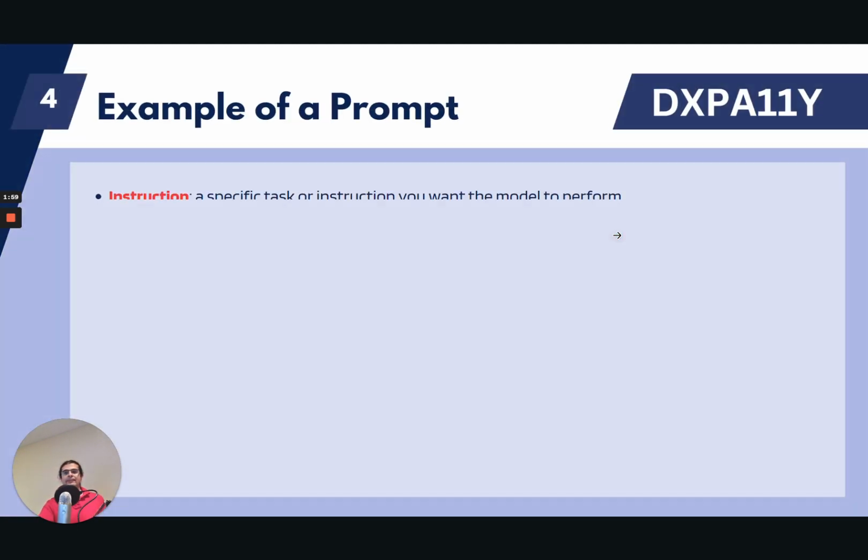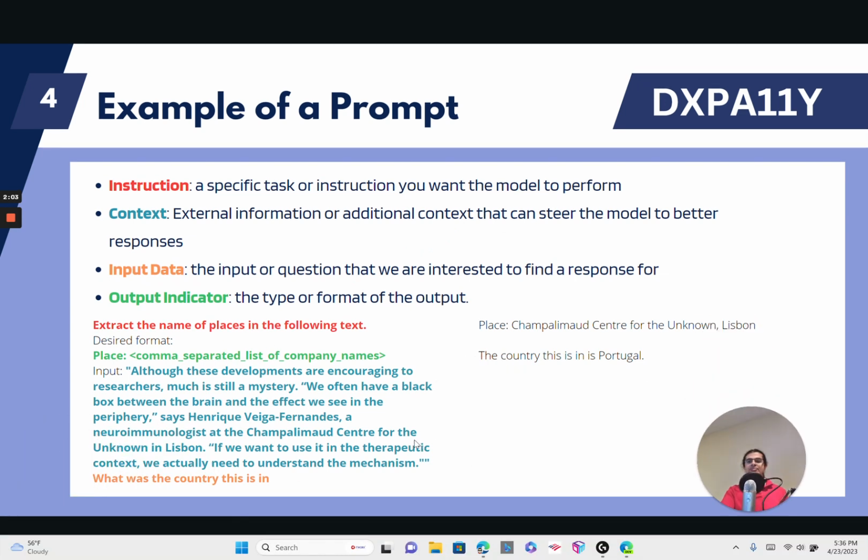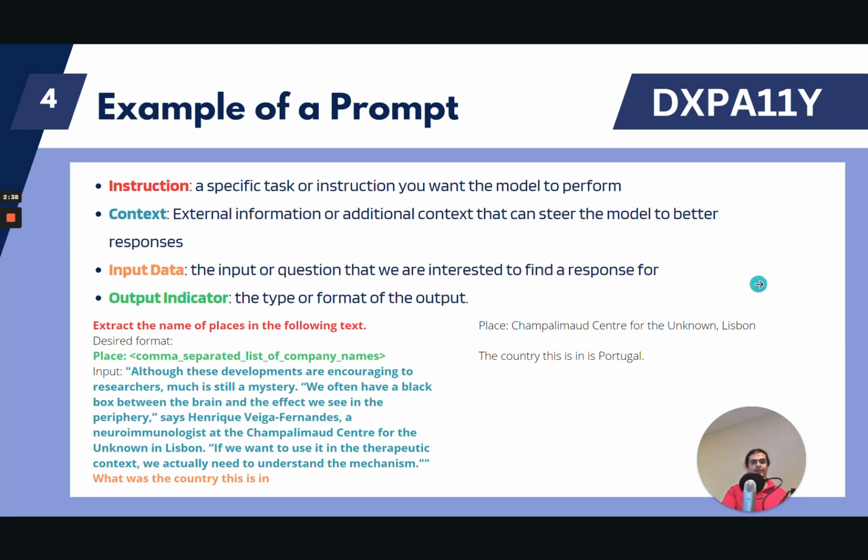So let's see an example of that. I have this prompt here that says, extract the name of places in the following text. So that's my instruction. It's very clear. And then desired format, I give it place, comma, separated list of company names. And then input, I give it my context. And then at the end, what was the country this is in, which is my input data. You'll see here it was able to respond to that instruction and respond to that input data. And it was able to do it in exactly the output indicator I asked for. And it was able to use my context to answer that question.